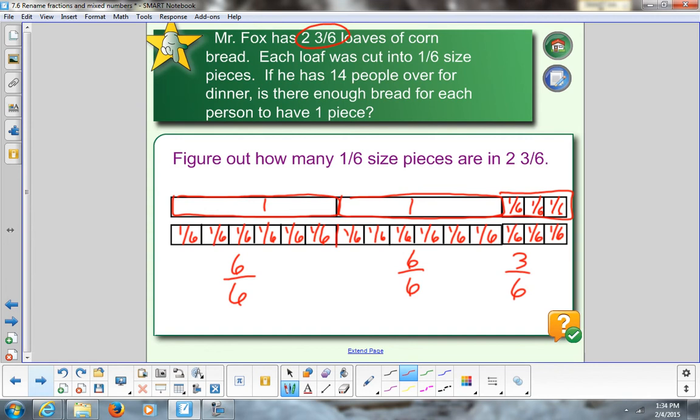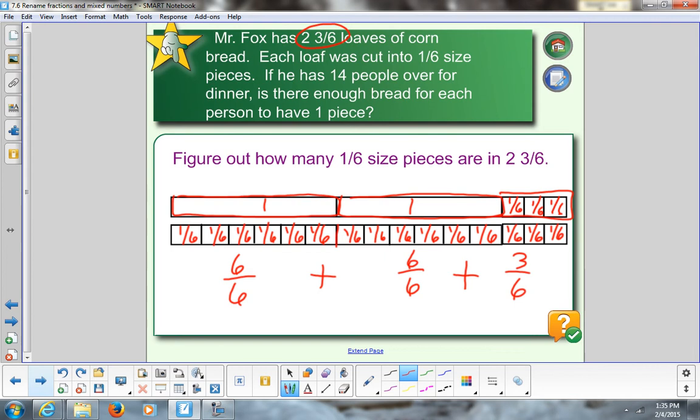By subtracting. Nope. What were you going to say before, Najee? Here's all my pieces. I was going to say, you need to see how many 1/6 are all together. All together, good. So what does all together tell me to do? Add. And I'm going to add all my little pieces together. And what does all my little pieces together come out to be?